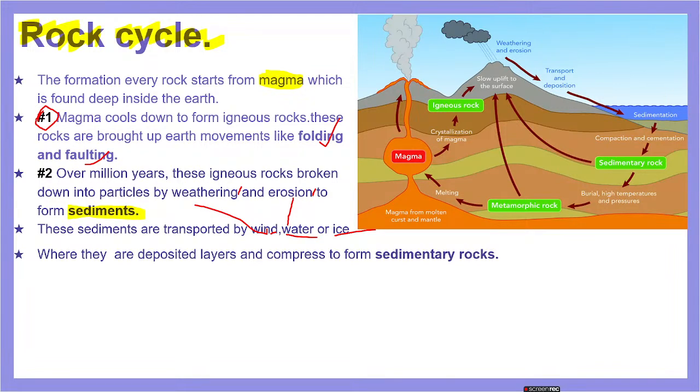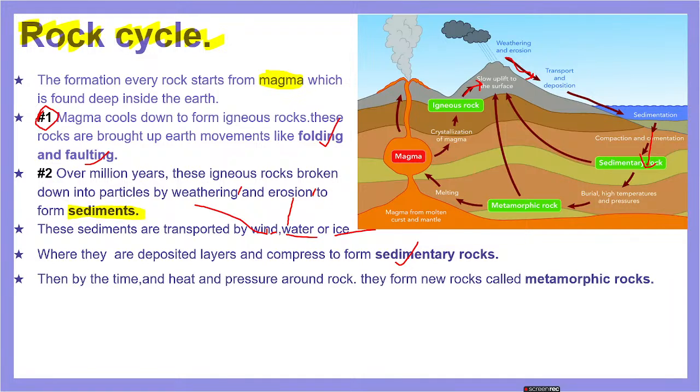Then these are getting compressed by temperature and pressure to form deposited layers by which we get sedimentary rocks. Okay, so here if you observe, these are brought up by folding and faulting, again acted on by weathering and erosion, and deposited on the surface of the earth where they are compressed or hardened to form layers. These form the sedimentary rocks.